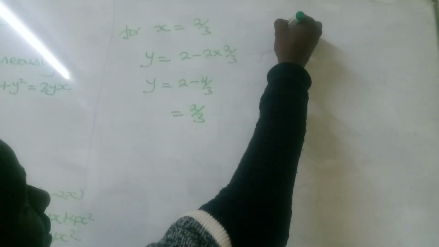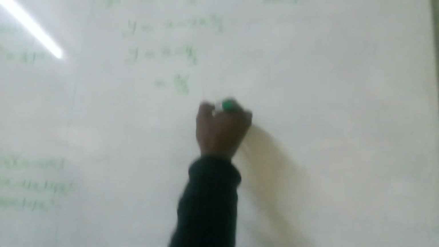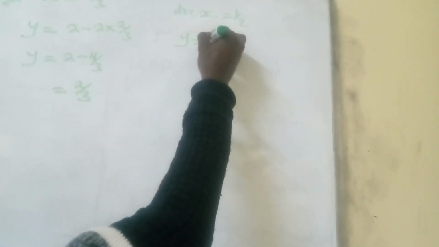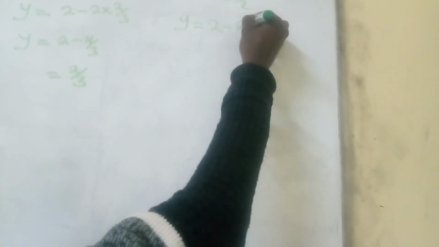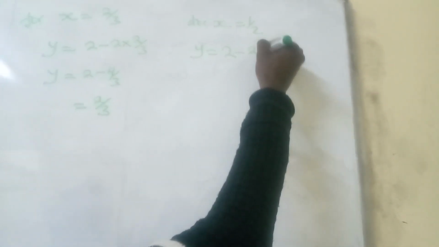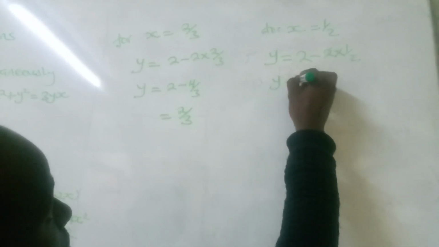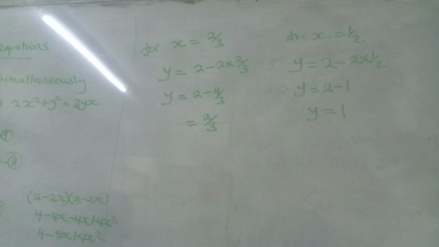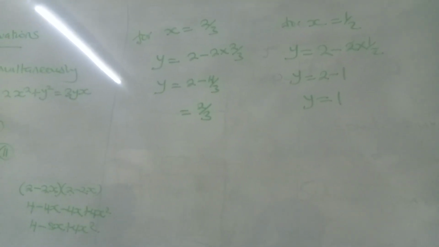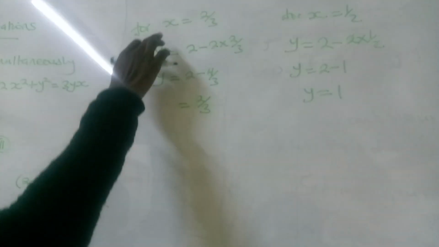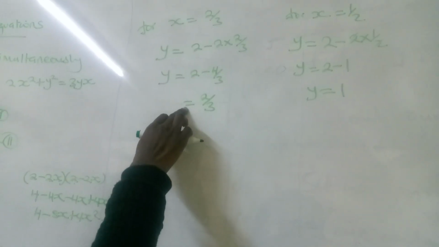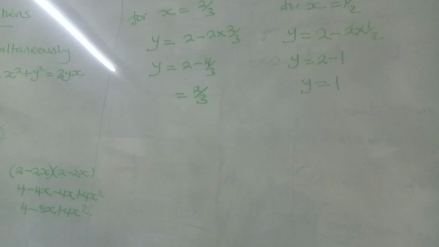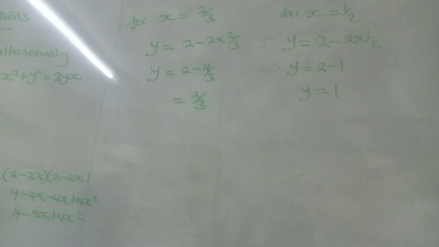Then for x, if x is equal to a half, then what is y? So y is going to be equal to 2 minus 2 times a half. So this goes, and y is equal to 2 minus 1, whereby y is equal to 1. So if x is 2 over 3, then y is also 2 over 3. If x is a half, then y is equal to 1.